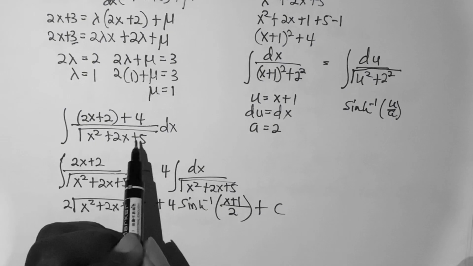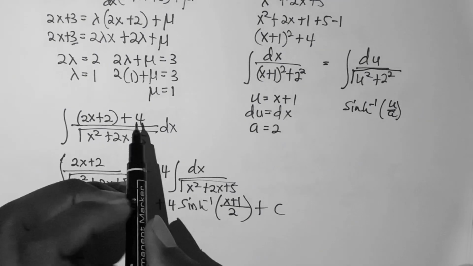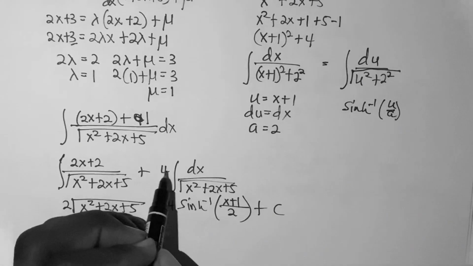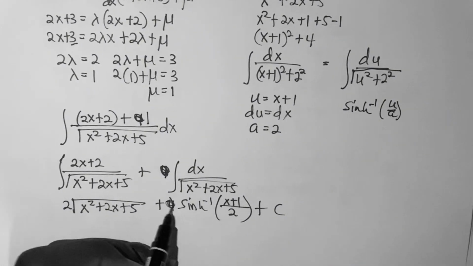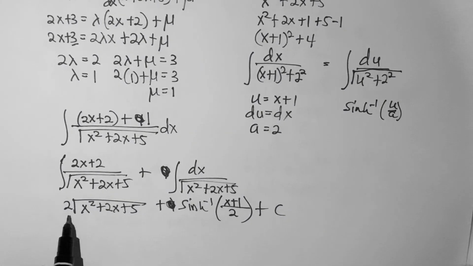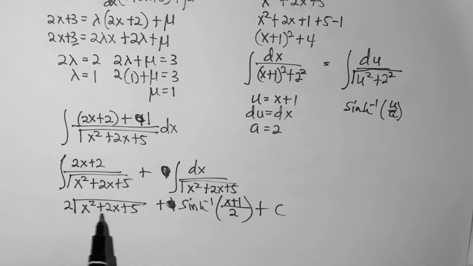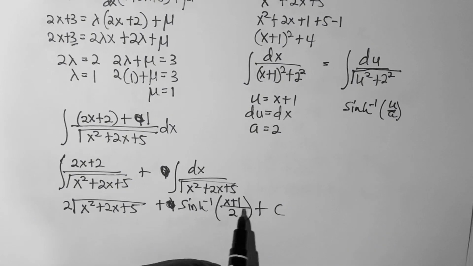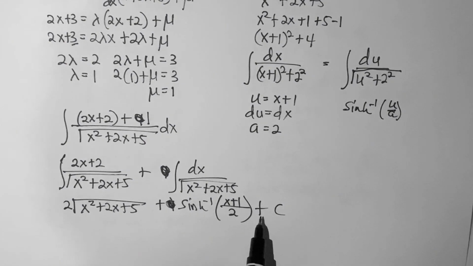Sorry, I made a mistake in the writing. Mu is not 4. Mu is 1. Because mu is 1, there's not supposed to be 4 here. So therefore, it is just 2 square root of x squared plus 2x plus 5 and plus hyperbolic sine inverse of x plus 1 over 2 and plus c.